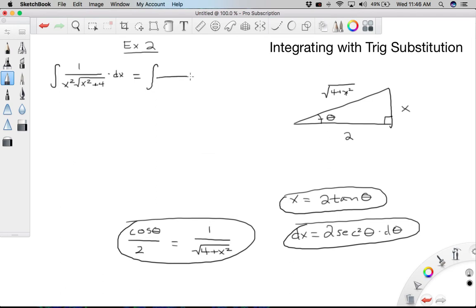integral. Now we know that the 1 over square root x squared plus 4 is actually going to be cosine theta divided by 2, and 1 over x squared is going to be 1 over 2 tan of theta squared, and then dx is going to be 2 secant squared theta times d theta. Okay.